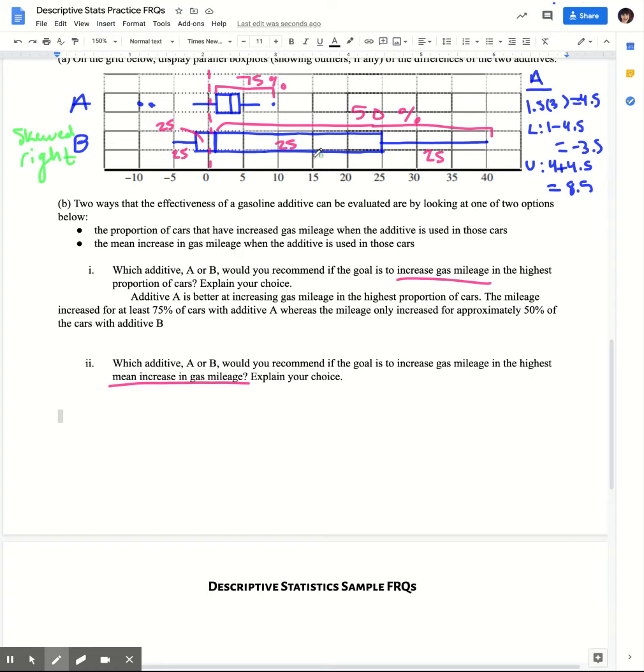Which means the mean, the average, will be up here somewhere, likely around here or close to that. The average for additive A may be a little bit lower than the median, but this is approximately symmetric, so I would say it's probably about equal to the median. So you have a much higher average in additive B, and that's what you want to talk about here.